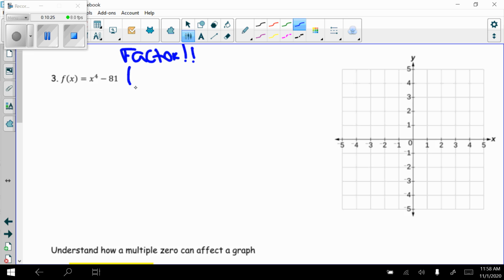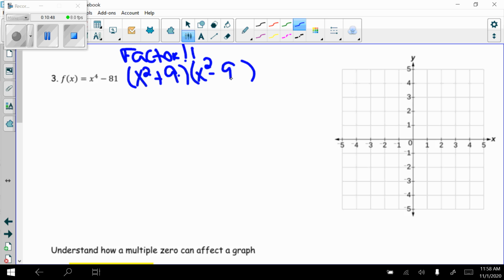So I know this is going to factor to two sets of parentheses. Remember with x to the fourth, if it's a difference of squares, I'm looking for what can I multiply 2 by to get 4? Well, 2 times 2 is 4, so I know it's going to be an x squared plus and an x squared minus. The square root of 81 is 9.